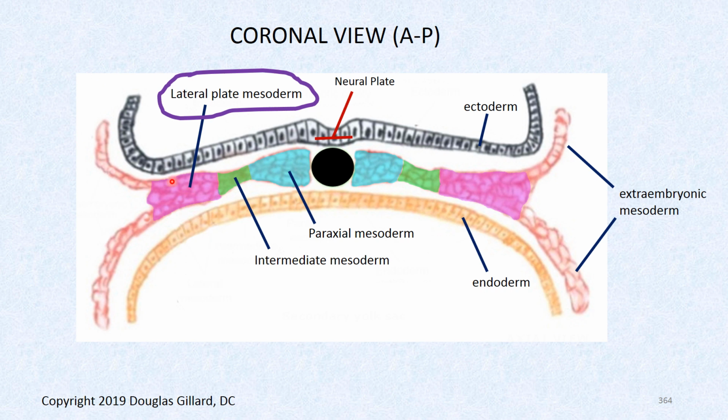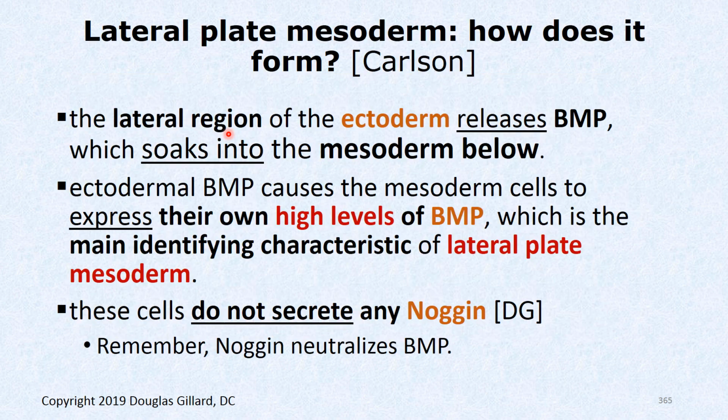Let's take a look at it. See, it's lateral, right? This is the midline. So this is a little bit lateral, medium lateral, far lateral, you could say. Lateral plate mesoderm. This one's a little tricky. We've got a little more to talk about. How does it form? We know already. Ectoderm releases BMP. It soaks into the mesoderm below, and there's no noggin genes turned on here, so there's nothing to stop it from expressing very high levels of BMP.